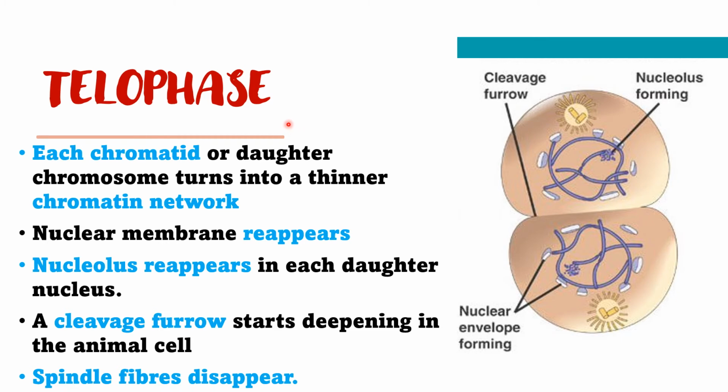One more thing you have to remember while labeling the diagram of each phase of karyokinesis: based on the phase and its identifying features, you have to label the diagram. Here, you don't label spindle fibers because there are no spindle fibers. You can label the nuclear membrane, the nucleolus, and the chromatin fibers. You don't label chromatids because there are no chromatids in telophase. They turn into a chromatin network or chromatin fibers. That's why you label chromatin fibers. Like that, based on the identifying features of each phase, you have to label the diagram of each phase.